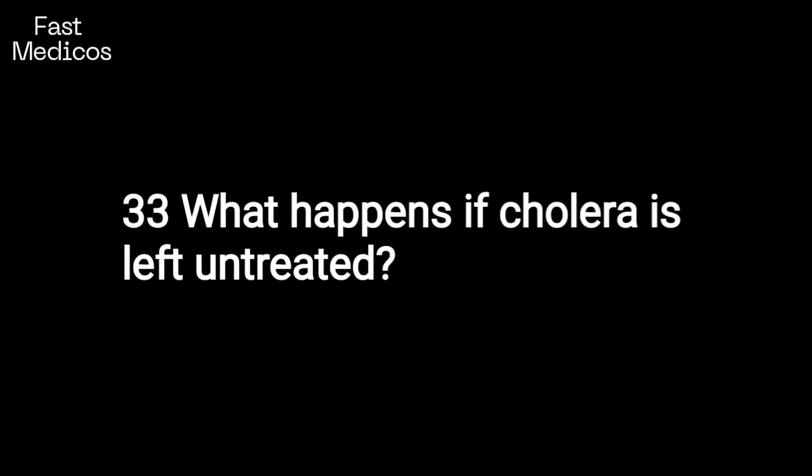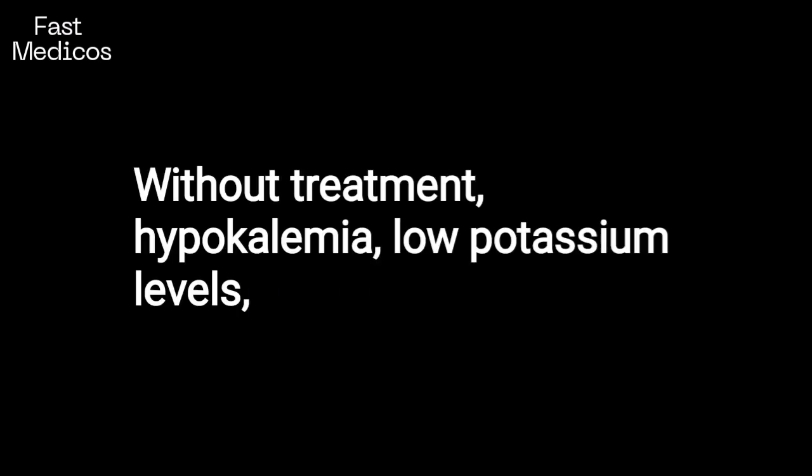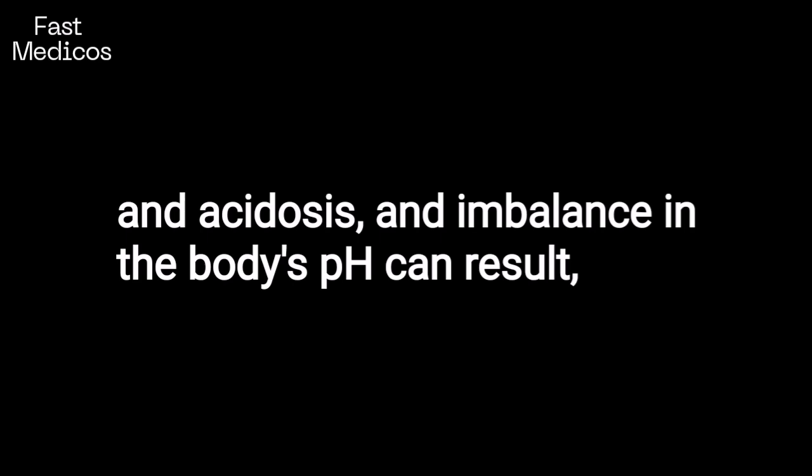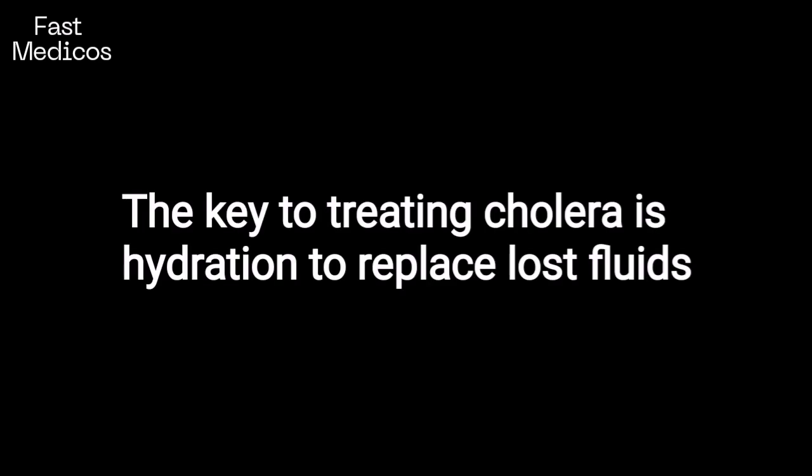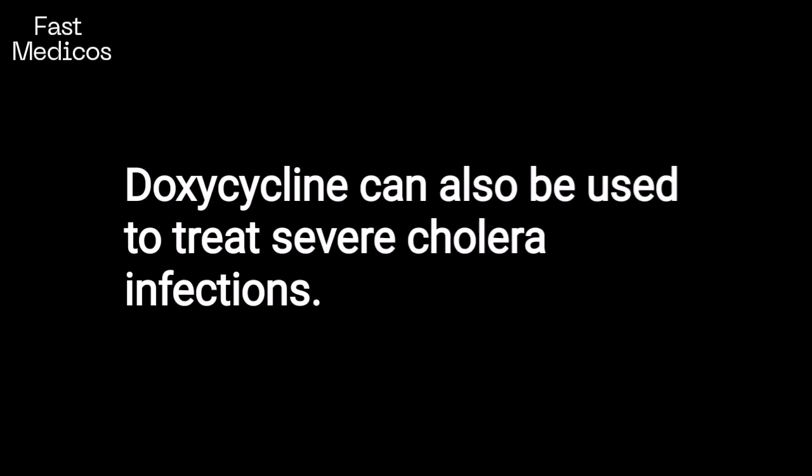33. What happens if cholera is left untreated? Without treatment, hypokalemia, low potassium levels, and acidosis, an imbalance in the body's pH, can result, leading to a 50% mortality rate. 34. How is cholera treated? The key to treating cholera is hydration to replace lost fluids and electrolytes. Doxycycline can also be used to treat severe cholera infections.